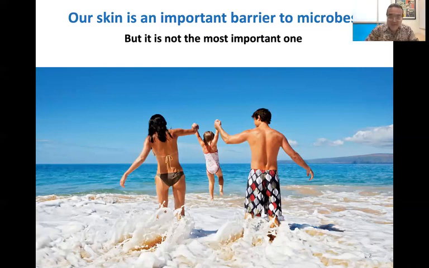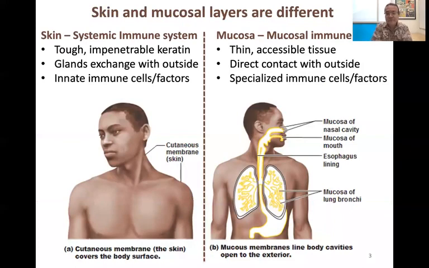So you think about this, right? In our everyday lives, when we go out and we're in our different environments, whether at home or work or school or maybe hanging out at the beach, we are surrounded by microbes. And that's why we rely upon having our thick, tough outer epidermal layer to protect us. But let's expand our discussion about different surfaces of our body where microbes threaten to enter our tissues. The skin and our mucosal layers are very different.